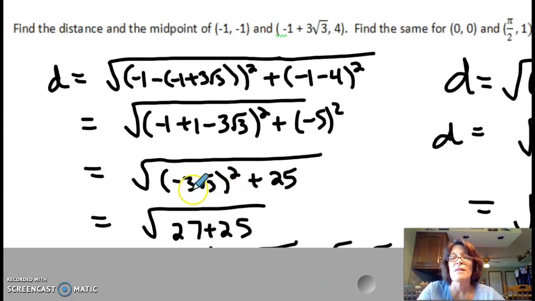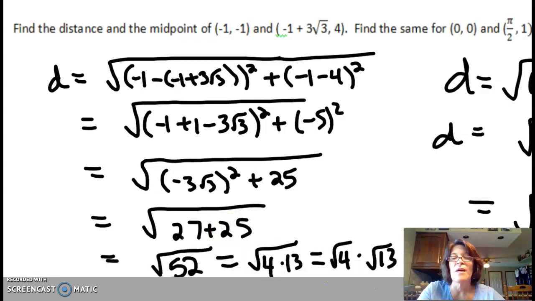When I square this, guys, -3 squared is 9. Square root of 3 squared is 3. This is 9 times 3, or 27, plus 25. We get the square root of 52.